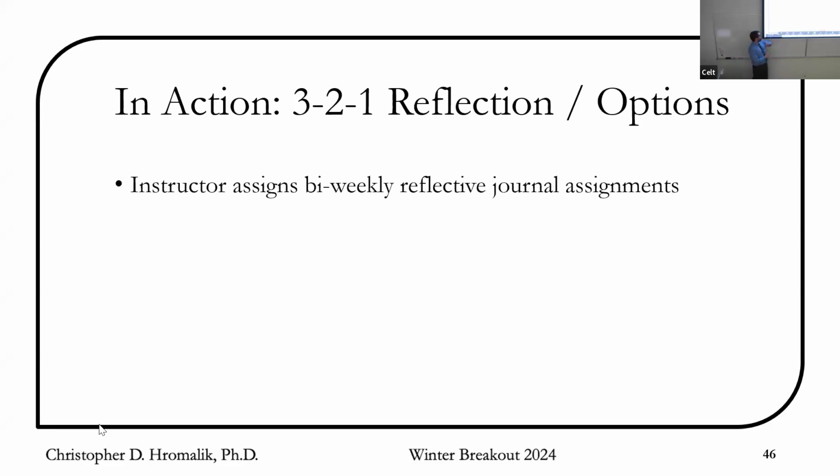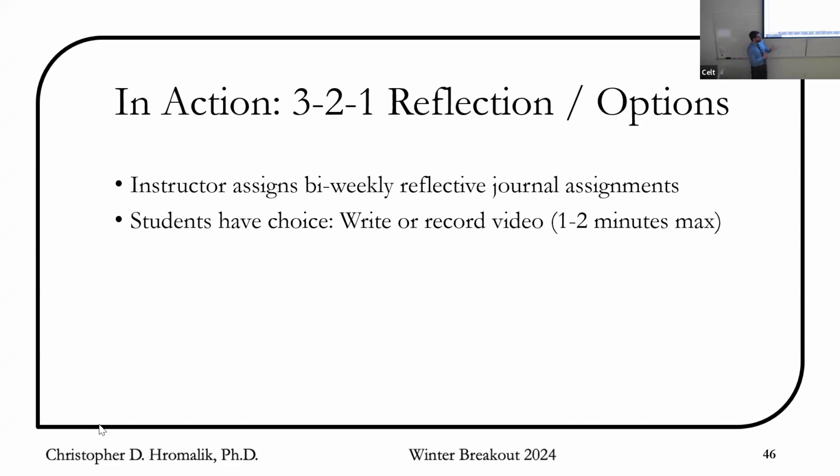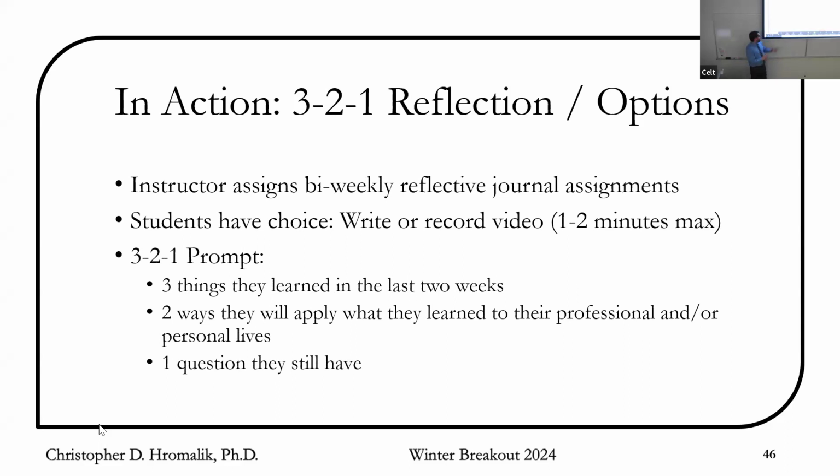So for example, an instructor might assign 5 weeks. Every other week, you have to journal assignments. There's a choice of writing or reporting, and maybe they could record a video for each assignment. And the 3-2-1 components would be 3 things they've learned in the last 2 weeks, 2 ways of how they applied what they learned in their personal lives, then 1 question they still have.